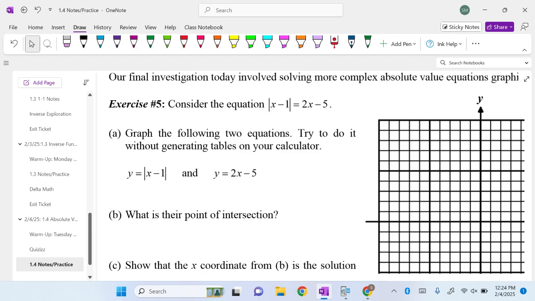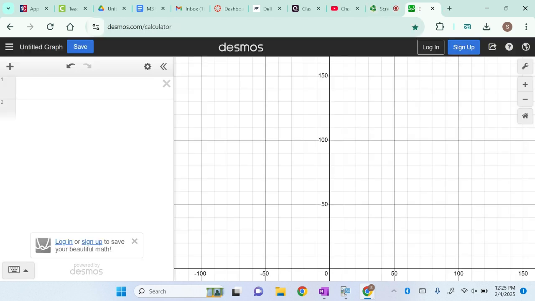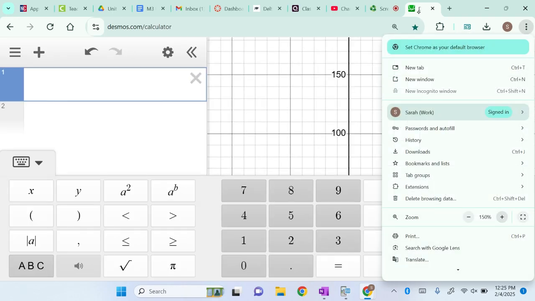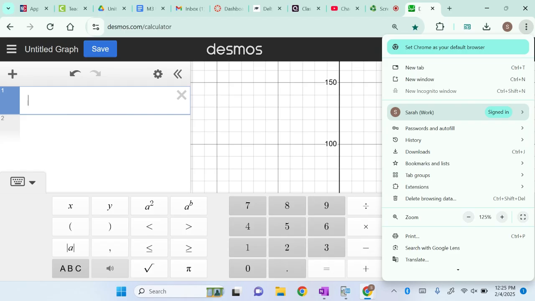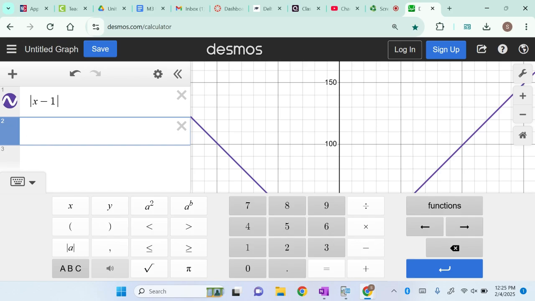If you're using Desmos, which I would use for absolute value because it's a bit more user-friendly, I'm going to put in both equations, one from each side of the equals sign. I'll make this bigger for you guys to see. I'll plug in the absolute value of, what is it, x plus 1 or x minus 1? x minus 1. And then, what was that linear function on the other side of the equals? 2x minus 5. All right.